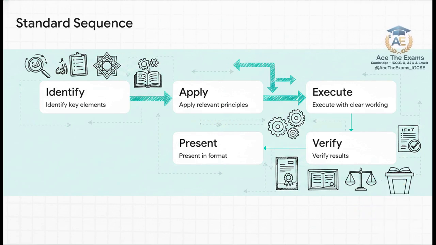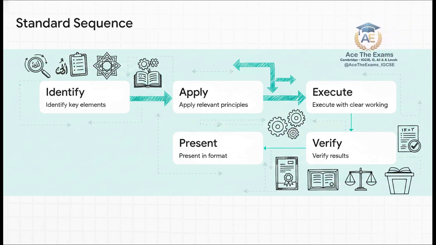Okay, resuming the simulation. To achieve those elite academic benchmarks, you have to completely abandon arbitrary guessing. You need a standardized procedural framework, a strict sequence of operations for every single paragraph you write. Step 1, identify the key elements. Spot the grammatical subject, the root words, the core vocabulary. Step 2, apply the relevant principles. What Arabic grammar rules govern the specific structure?